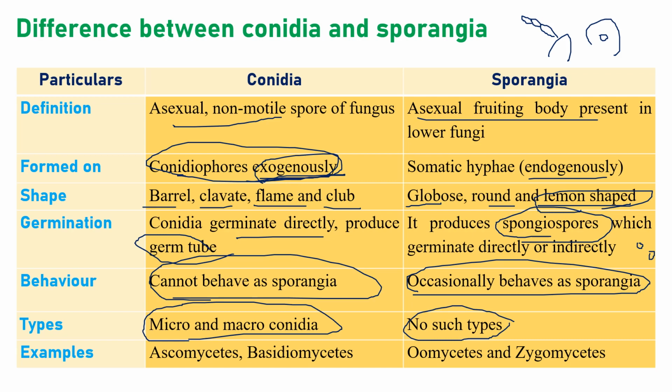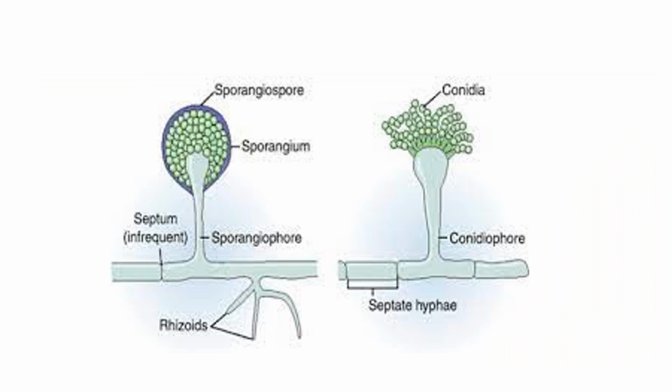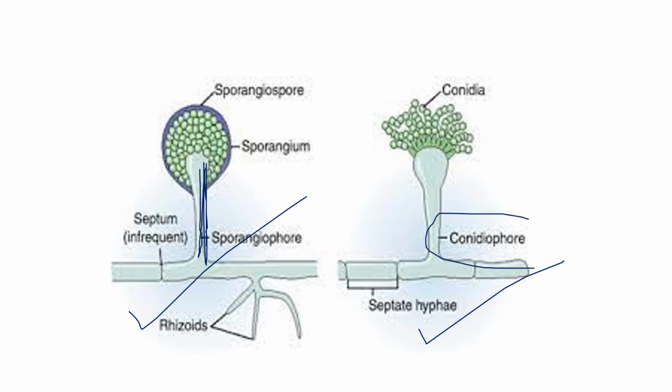And conidia production is especially observed in Ascomycota and Basidiomycota groups of fungi, whereas in Oomycetes and Zygomycetes we can observe sporangia. So this is a very clear understanding. This is a sporangia. This is a conidia. This stalk-like structure is known as sporangiophore in sporangia. The same stalk-like structure is known as conidiophore in conidia. So the only difference is if it holds a globose structure, that is sporangia, the stalk-like structure is known as sporangiophore. When it holds conidia, it is known as conidiophore, right?